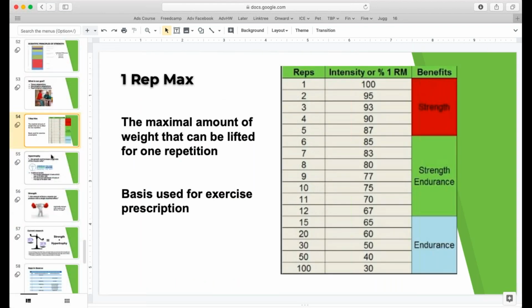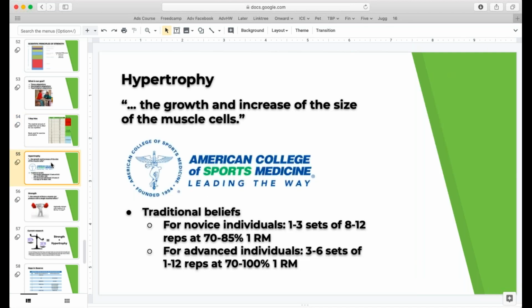So often in the strength and conditioning world, we'll see individuals programming as a percent of somebody's 1 rep max, where, for instance, traditionally, and this is not what we believe now with the research, if we want to program to improve hypertrophy of a muscle, traditionally we believe that we're going to program 1 to 3 sets of 8 to 12 reps at 70 to 80% of an individual's 1 rep max.